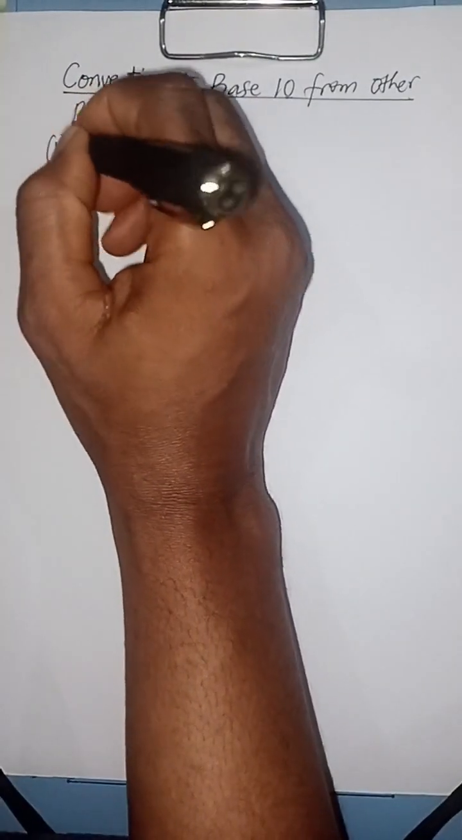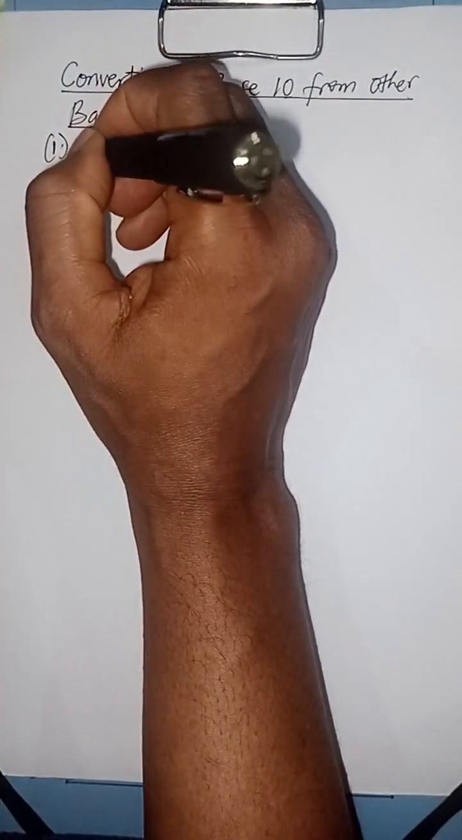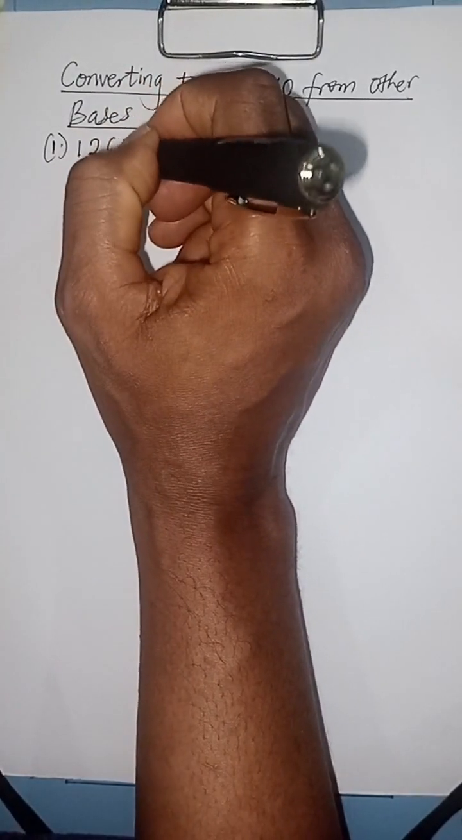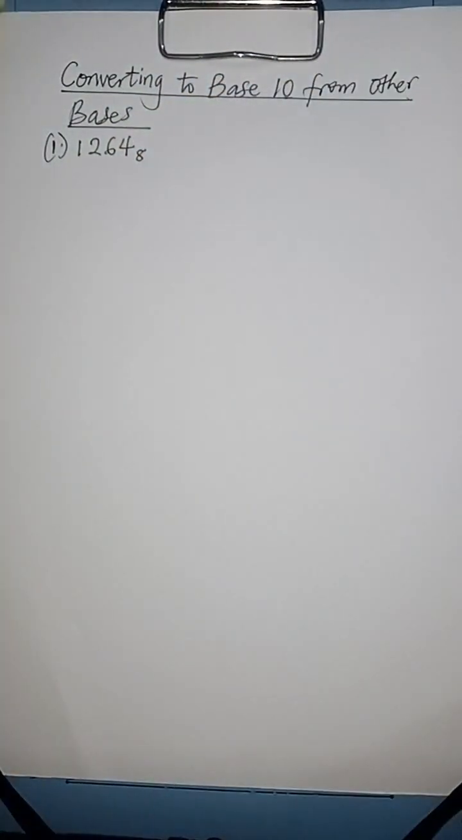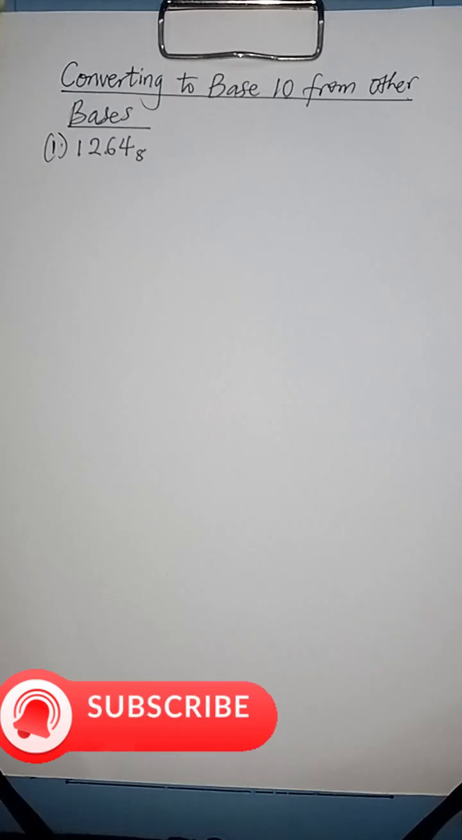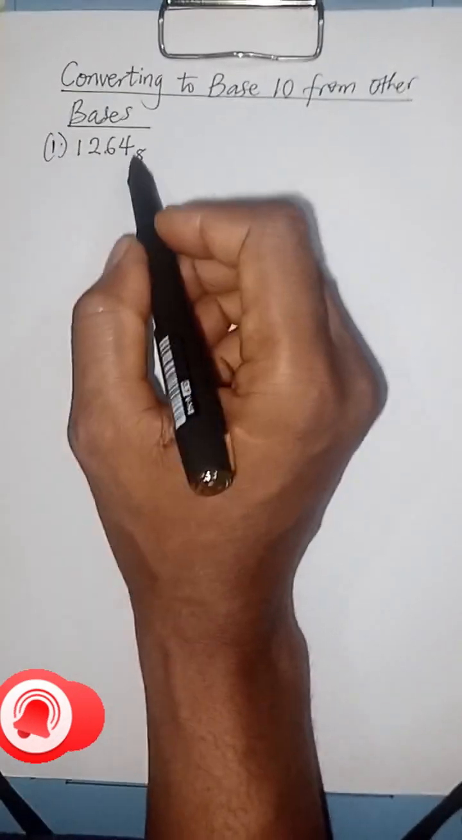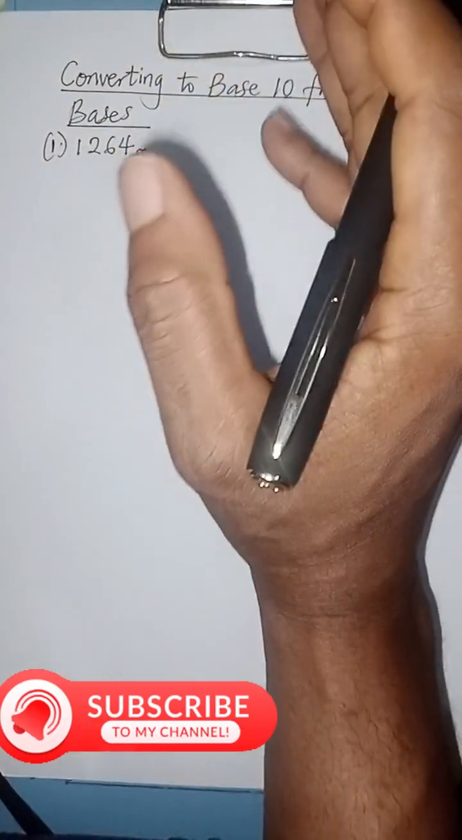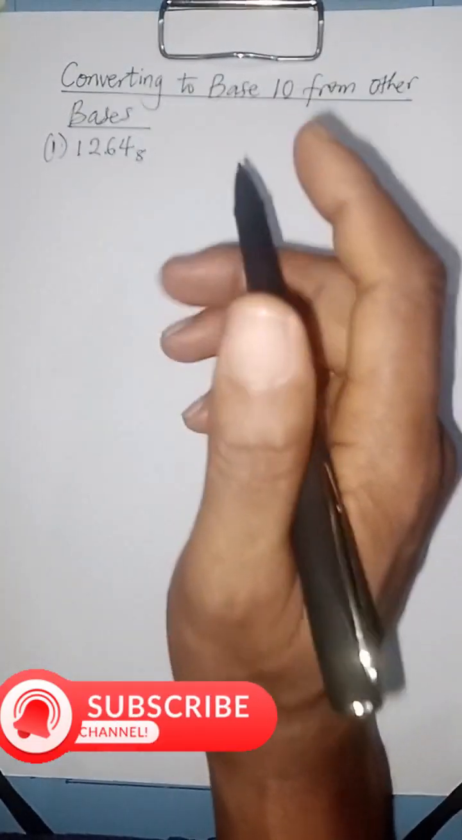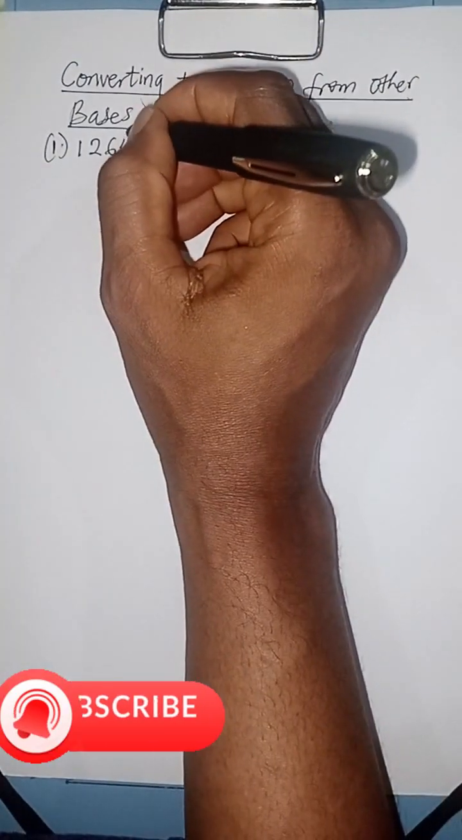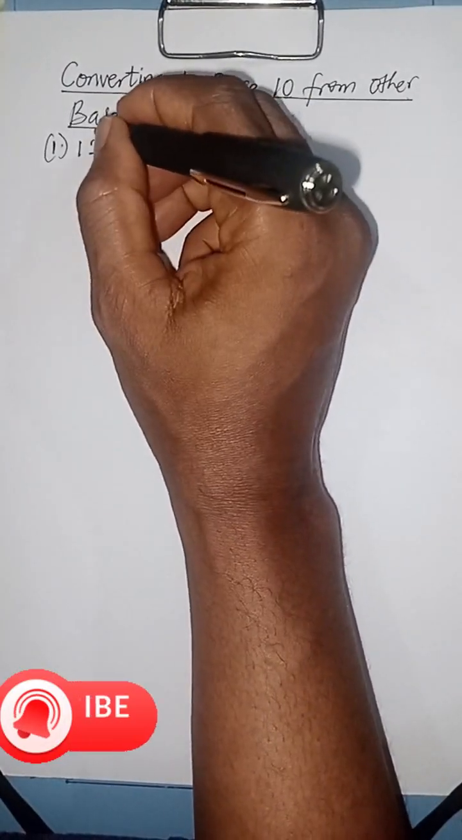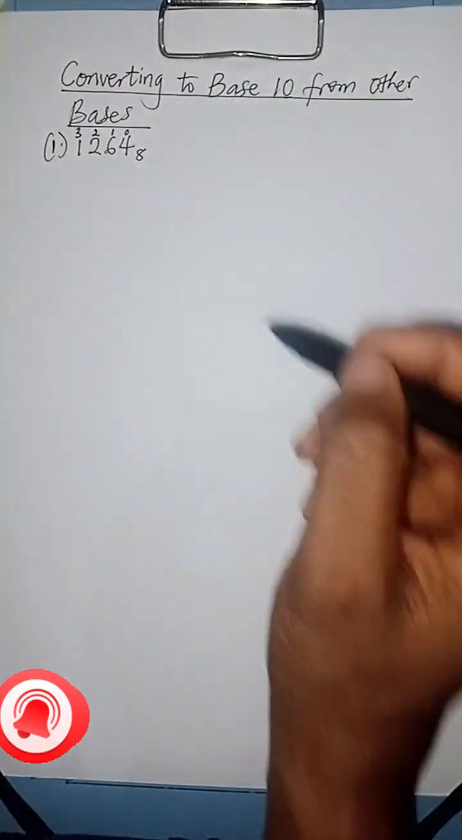Let's assume I have this question, 1264 in base 8, and the question wants me to convert this to base 10. It doesn't matter the base you're given, it's the same principle of conversion from other bases to base 10. So what would be the first step? The first step is to number the given number, starting from 0, from your right-hand side to your left-hand side. So this will be 0, this will be 1, 2, and 3.